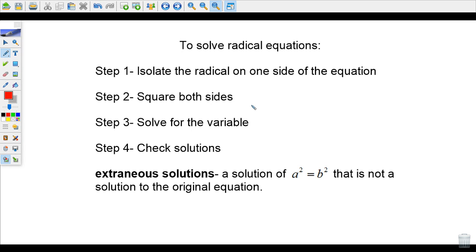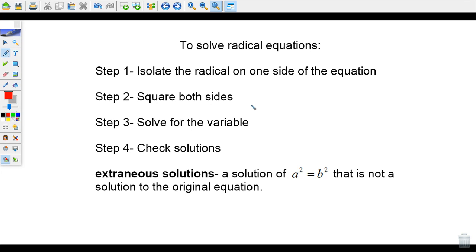So hopefully you copied these steps in your notebook. This is how you're going to solve radical equations. First thing you're going to do, isolate the radical on one side of the equation. Just like we did in chapter 10 with the squared term, the x squared or the set of parentheses squared, get the radical symbol and whatever's under it by itself. Second, you're going to square both sides because that's the inverse of the square root. After you square both sides, then just solve for the variable, get the variable by itself, and check, step 4.